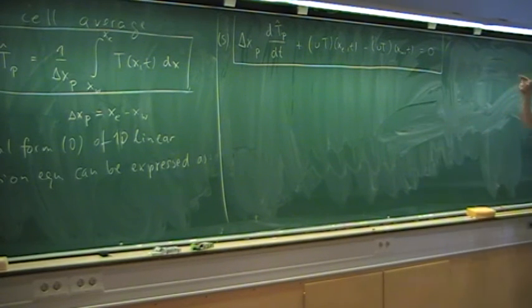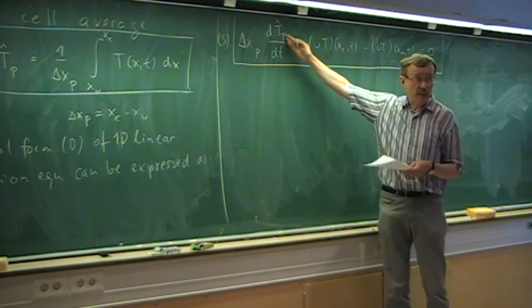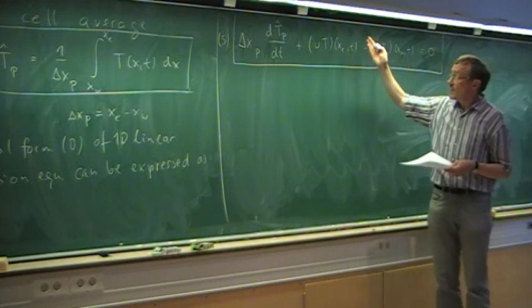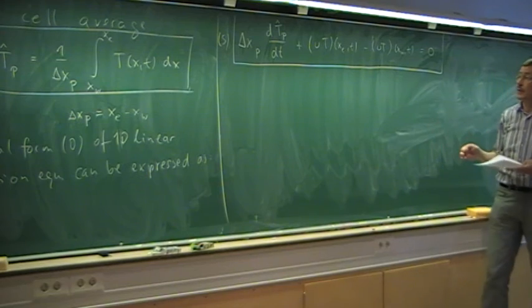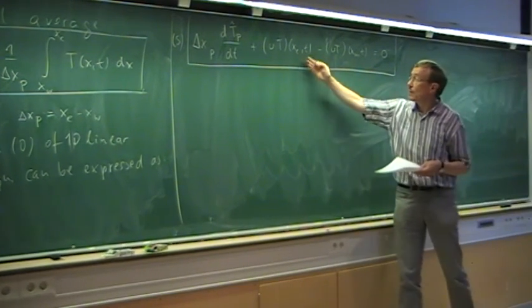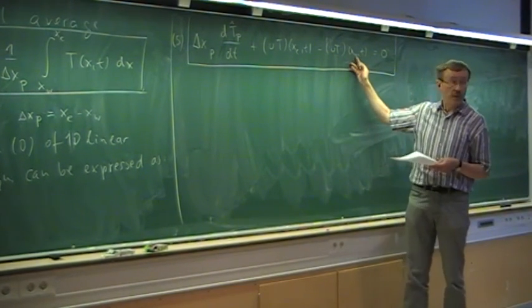And it is then this equation that we are going to approximate. At this point, everything is exact. The cell average is the exact cell average. And this is the exact value of the convective flux at the eastern and western face.